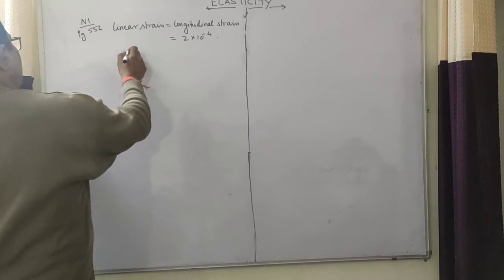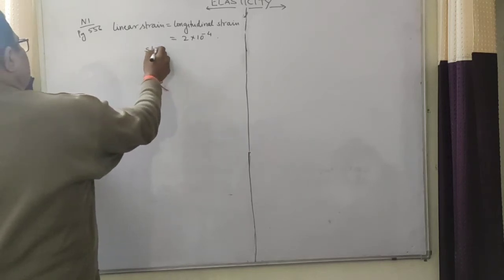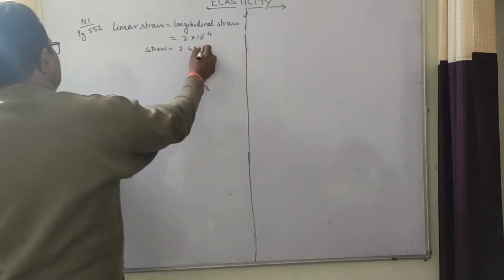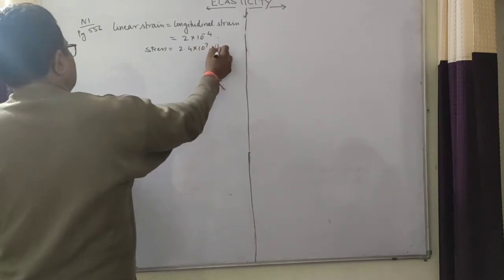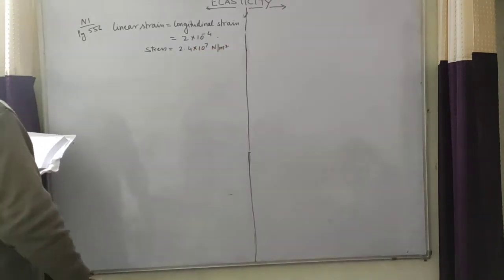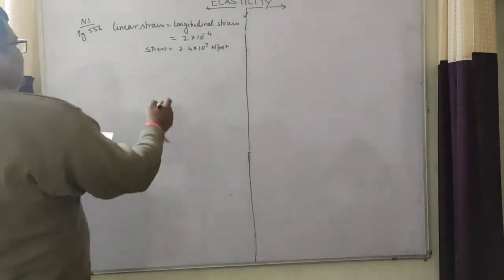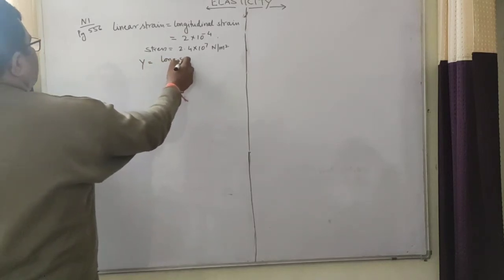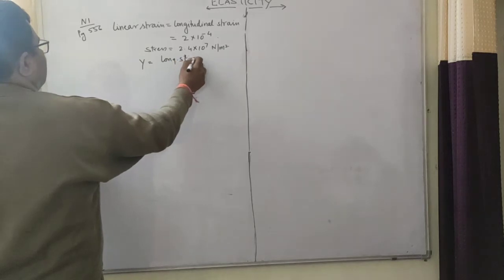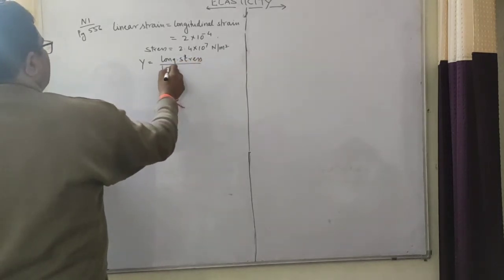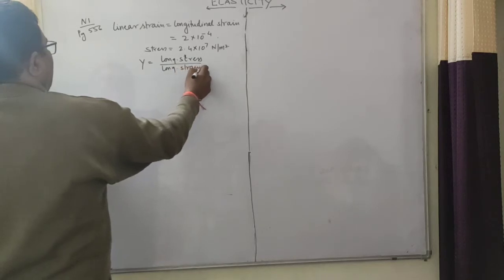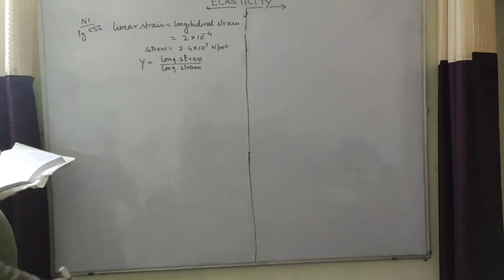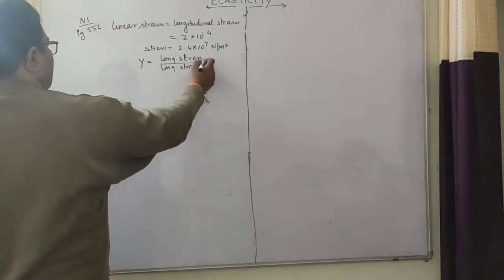Stress is developed, which is 2.4 into 10 to the power 7 Newton per meter square. You have to find Young's modulus of elasticity of the substance. So Young's modulus, that is Y, is longitudinal stress upon longitudinal strain. As the strain produced is longitudinal, therefore stress will be longitudinal also. Now put the values.